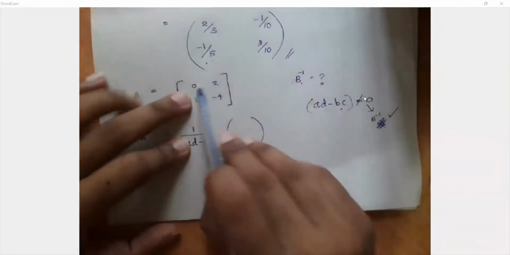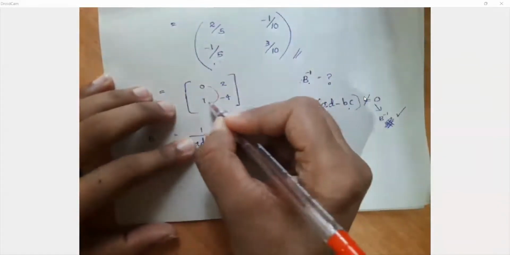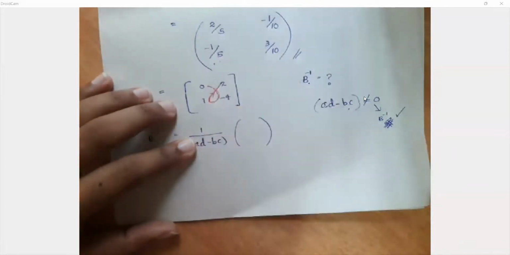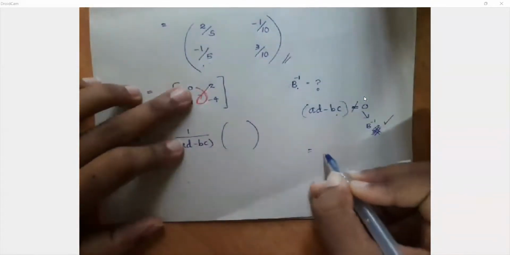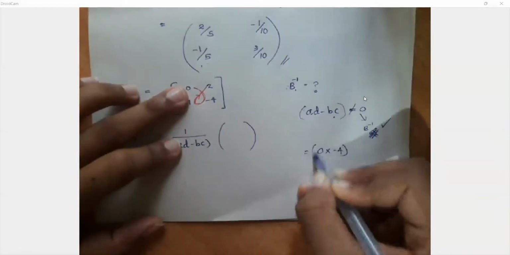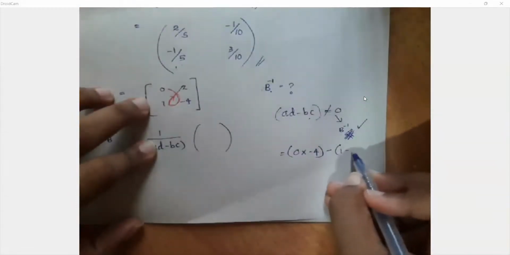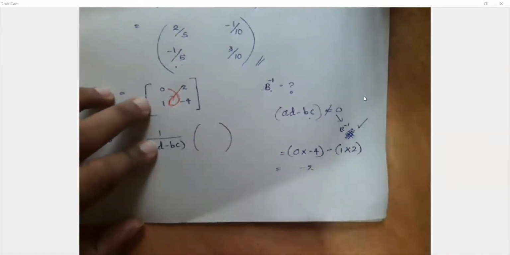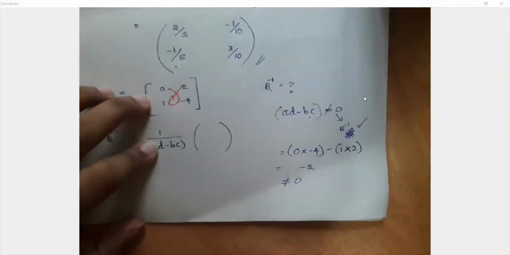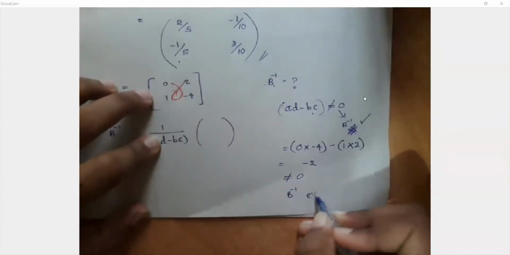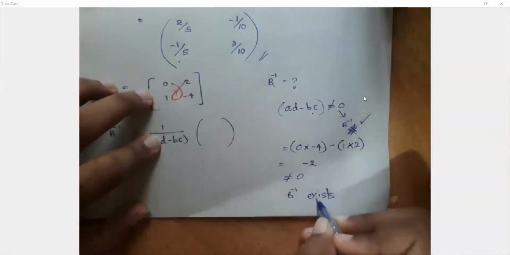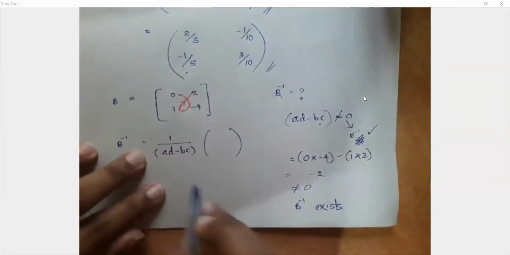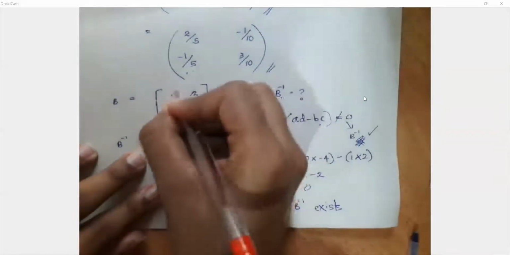What is now our AD minus BC? Here, like this. This times this, minus this times this. So 0 into minus 4 minus 1 into 2. That means 0 minus 2. This does not equal 0. That means our B inverse exists. Now this is A, B, C, D.